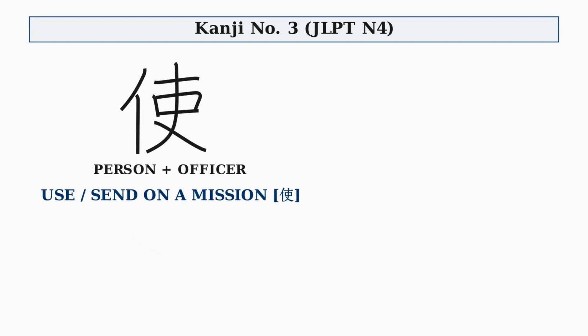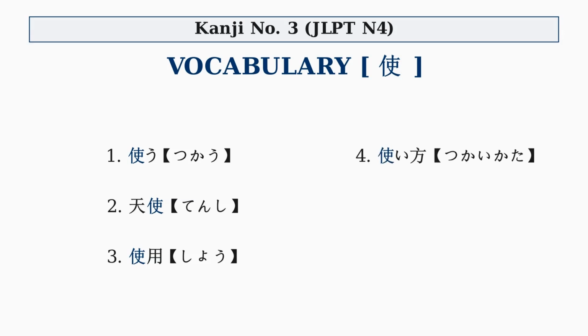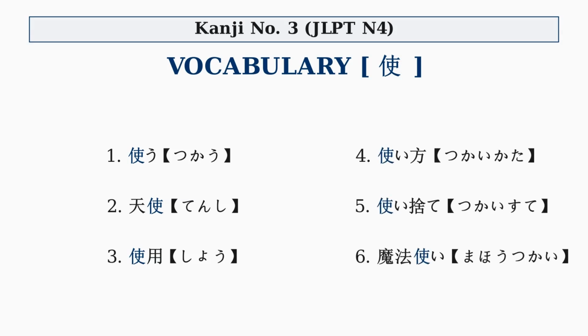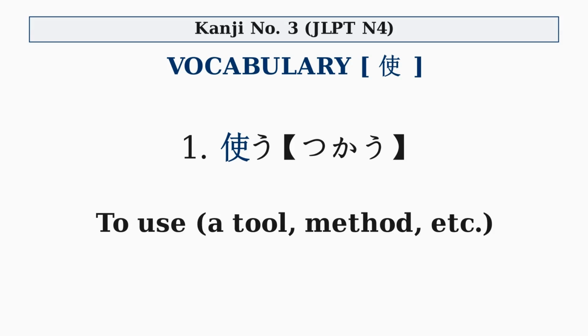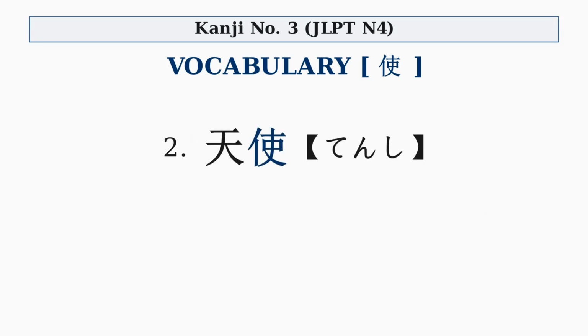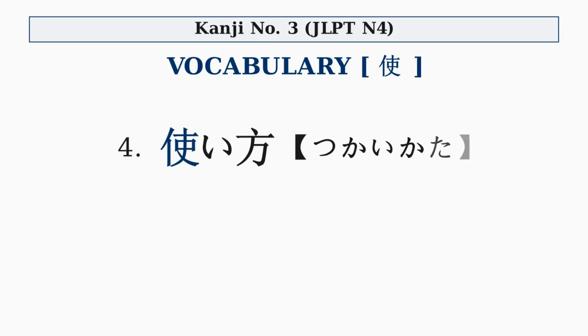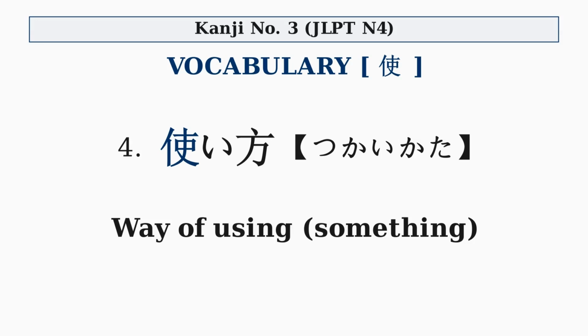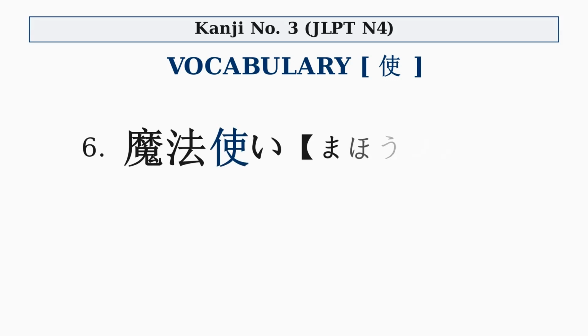Let's move to the vocabulary section now. 使う、天使、使用、使い方、使い捨て、魔法使い。使う, to use a tool, method, etc. 天使, angel. 使用, use. 使い方, way of using something. 使い捨て, throw away. 魔法使い, magician.